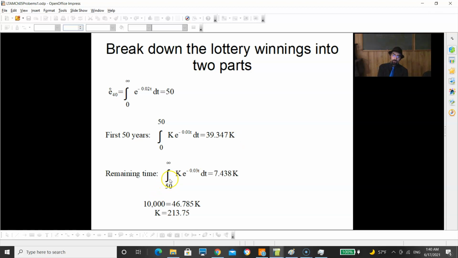For the remaining time, it's integral from 50 to infinity of K times, now you need force of discount times probability of surviving that long. Or you need a discount factor times probability of surviving that long. So you multiply those together. Product of exponentials is exponential of a sum, so you get e to the negative 0.03t. You integrate that, you get 7.438K. Total value is going to be 46.785K. We know that's equal to 10,000. Algebra happens, and you get K is about 214. So that's 5.4.